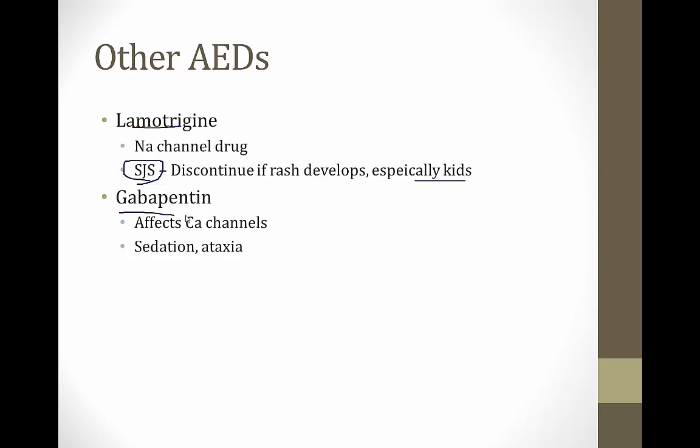And then gabapentin is a drug that affects calcium channels. Now, it's got GABA in the name because when it was first developed, it was thought to affect GABA, but it turns out that's incorrect. It affects calcium channels. It's also called Neurontin, and this drug can cause sedation and ataxia. It's sometimes used for neuropathies in addition to seizures.